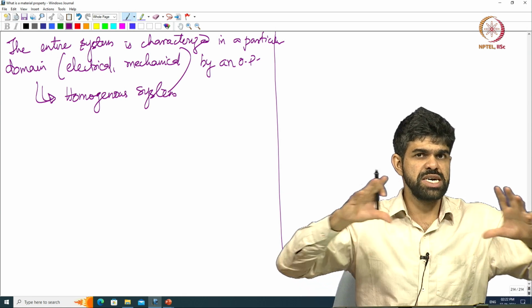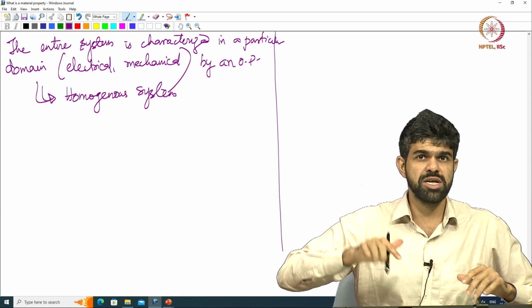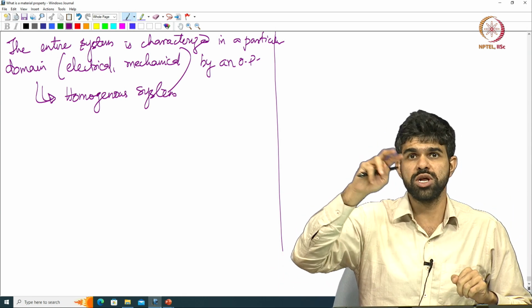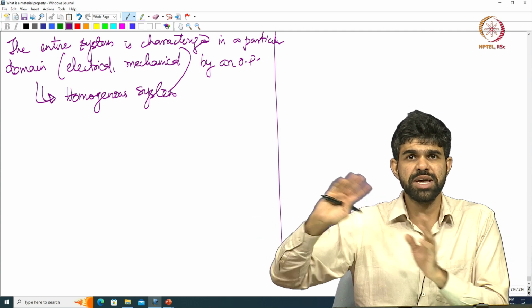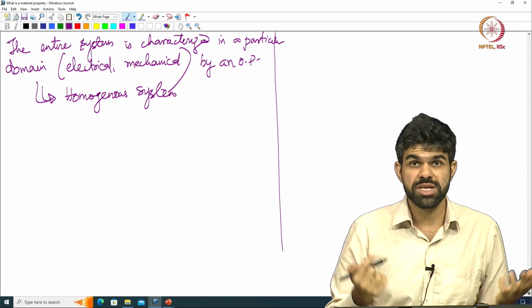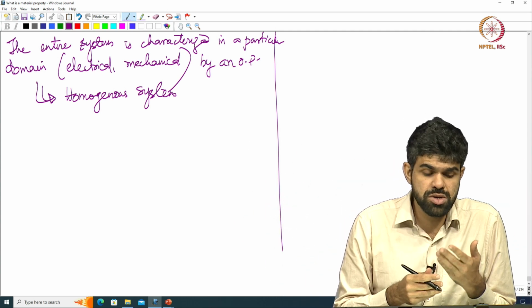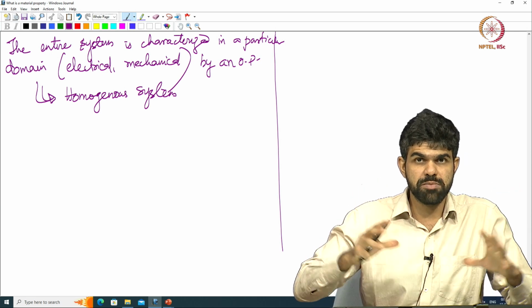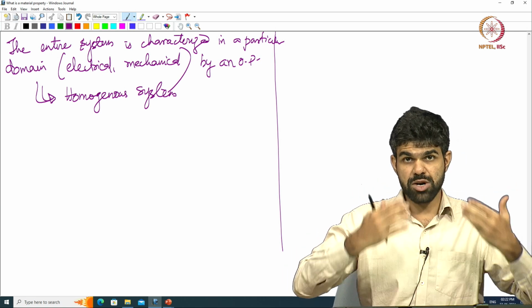Big picture, this entire material or this entire system can be characterized by one order parameter or two order parameters, that is it, one in the mechanical domain, one in the electrical domain or something like that, right. So, I zoom out and then I look at the big picture, that is called coarse graining. So, I am back to thermodynamics hence.